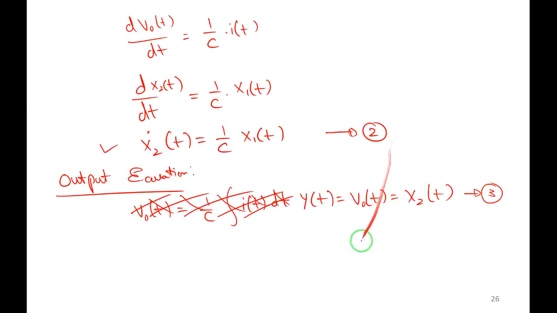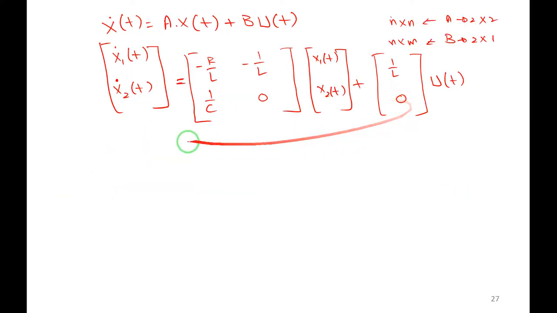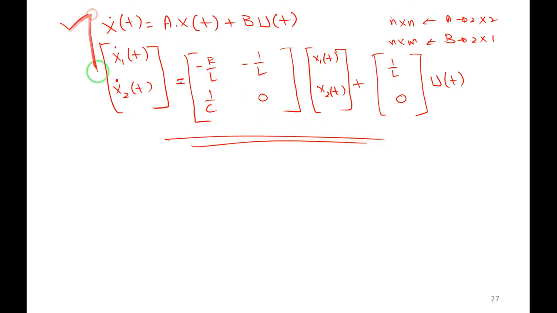Observe the second equation. u of t is not there, which means 0 into u of t. I will write 0. I hope this is the state equation, right? I hope you are getting it in the vector form. This represents vector A, and this represents vector B. The order is 2 cross 1 and the order is 2 cross 2. I hope you are getting it.